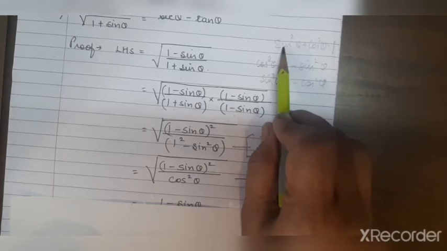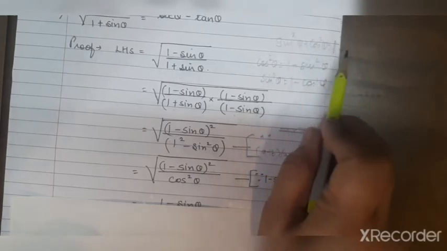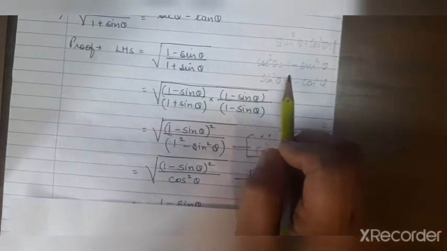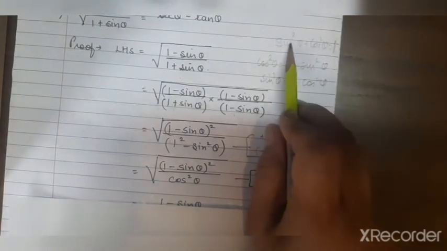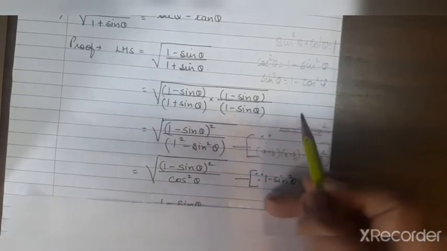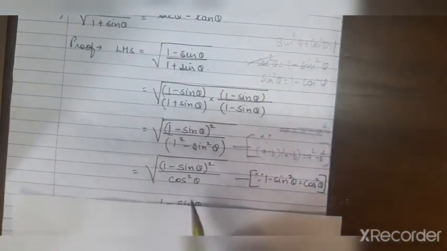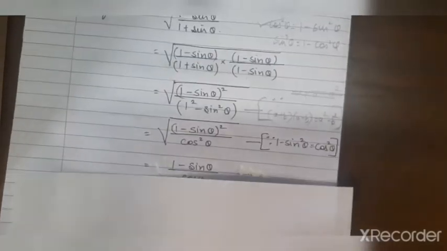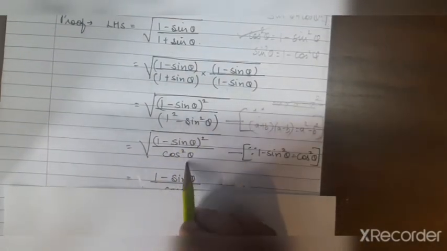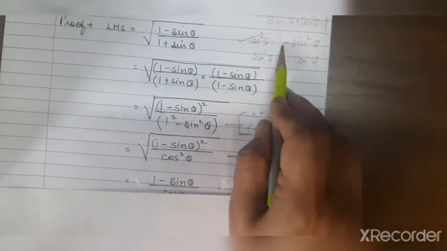One identity we knew, sine square theta plus cos square theta is 1. From this we can derive another two. That is cos square theta is 1 minus sine square theta and sine square theta is 1 minus cos square theta. So we have used this here, that instead of cos square theta we have written 1 minus sine square theta.